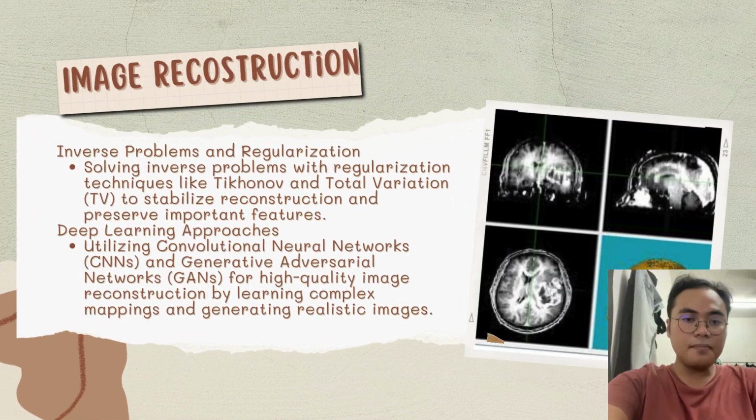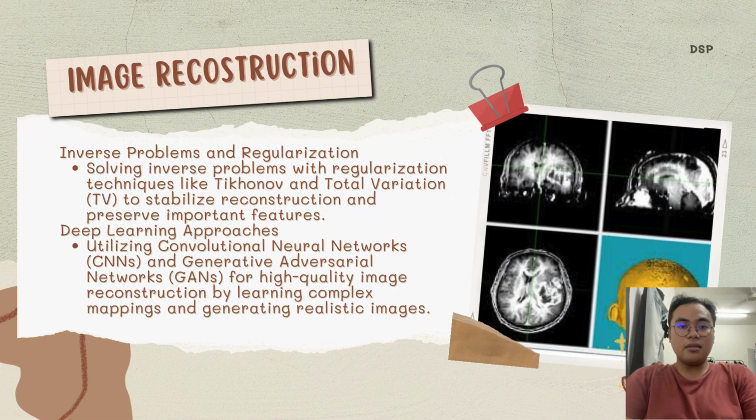Okay. So for the last point, that is image reconstruction, there are 2 points, that is inverse problem regularization and deep learning approach. For 4.1, solving the inverse problem with regularization techniques like Tikhonov and total variation, or TV, to stabilize reconstruction and preserve important features. For the deep learning approach, utilizing CNN and GAN for high quality image reconstruction by learning complex mapping and generating realistic images.